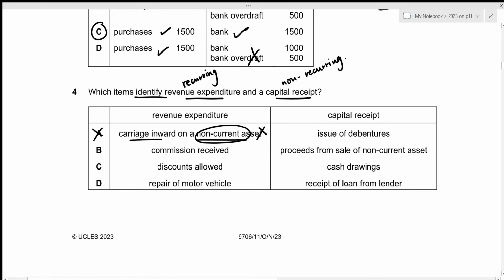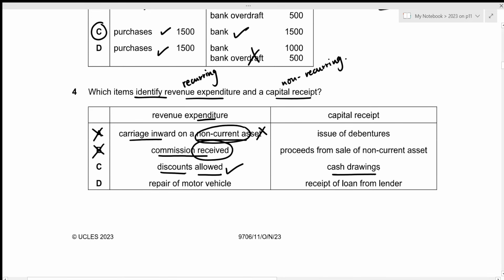Now for option B, we first have commission received, and this is not commission paid. We're talking about expenditure here, but we have commission received, which will classify this as revenue income. Again, this is incorrect. And for the third one, we have discounts allowed. Okay, so discounts allowed is an expense, and this will be allowed frequently because discount will be allowed whenever the goods will be purchased by our customers, right? So you can classify this as recurring expenditure. This is correct.